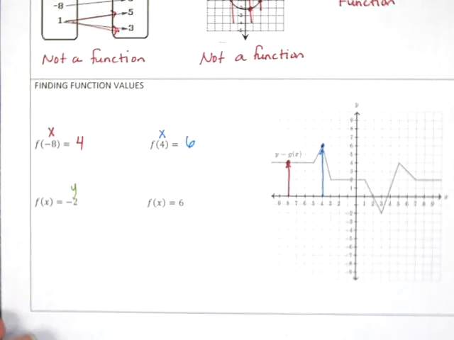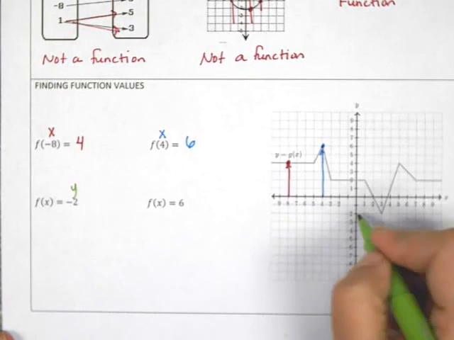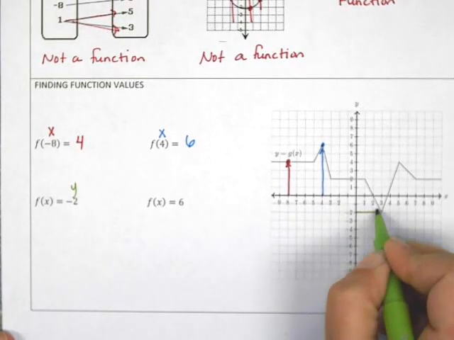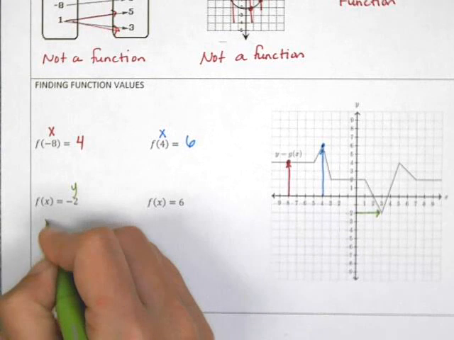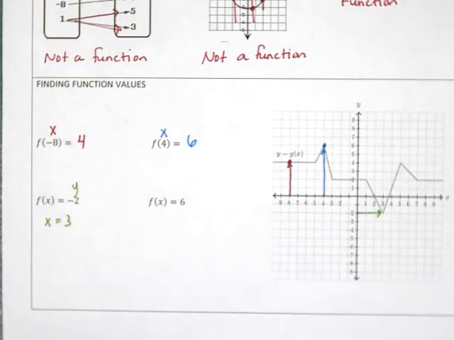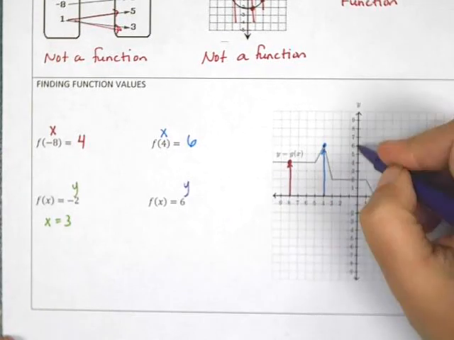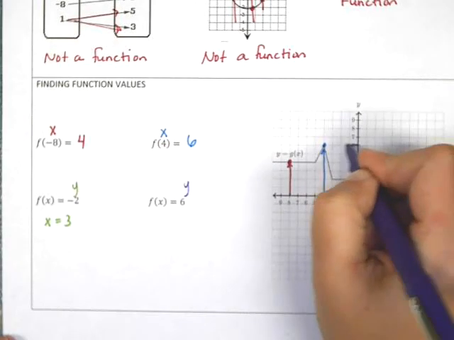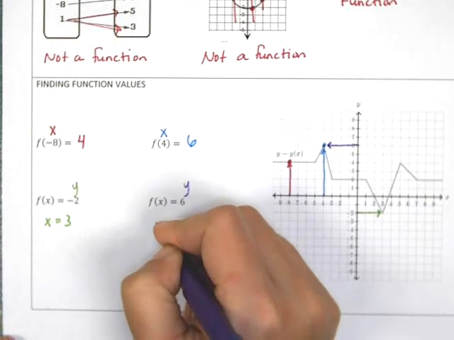Now in the next problem it's a little bit different because now this is a y value. It's on the outside of the parentheses. So if I look for the negative 2 on the y-axis, the x value is 3. And if I look for the y being a 6, the x value would be 4.